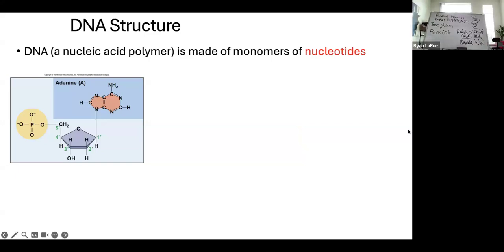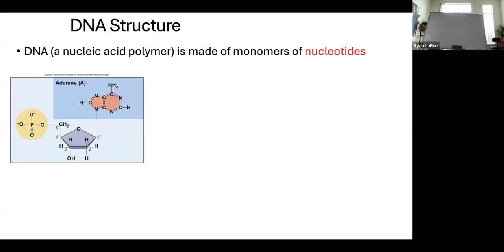Okay, so like I said, let's take a look and review the monomer unit that makes up nucleic acids, such as DNA. And again, it's called a nucleotide, right? As you can see. Oops, I think you can see that. Nucleotide. Okay, so let's review what a nucleotide is made of.